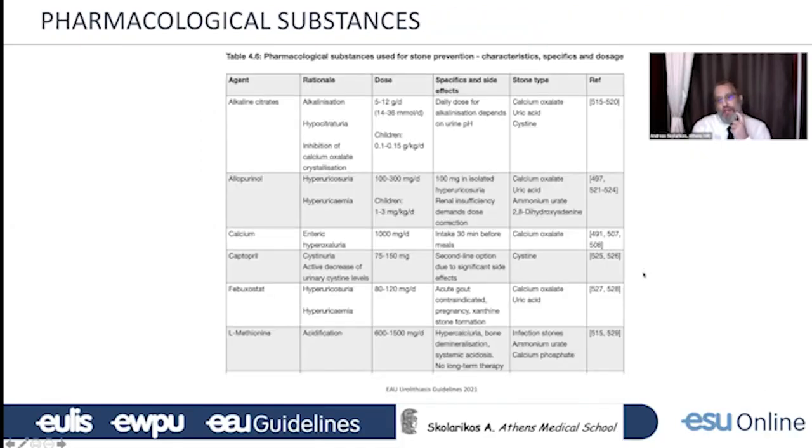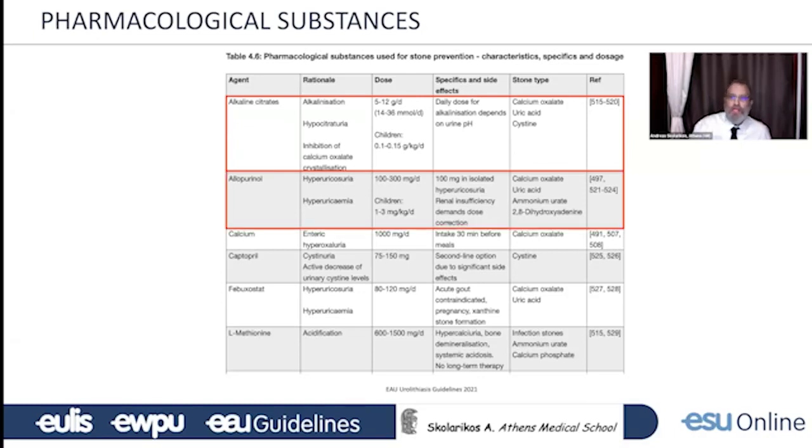Unfortunately, none of these medications are devoid of complications, or there are specific conditions that you should consider when dealing with these medications. As an example, for alkaline citrate, you all know that the child should monitor, or the parents should monitor the urine pH, and it's not very easy to comply with this. When you use the allopurinol, then you have to adjust the dose if there is renal insufficiency. The calcium intake should be taken 30 minutes before meals.